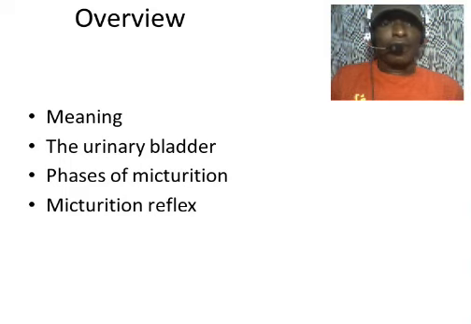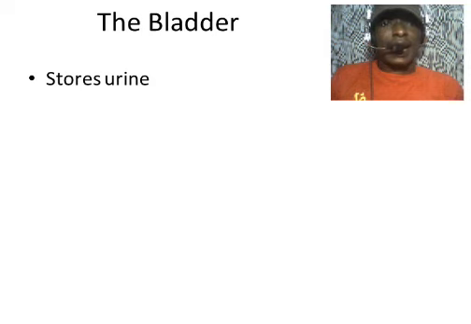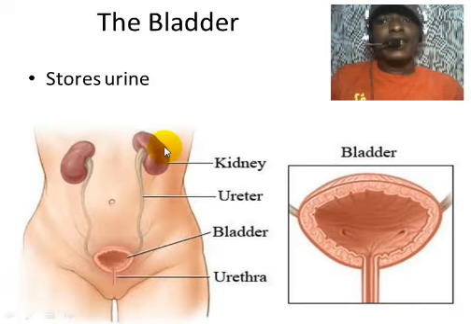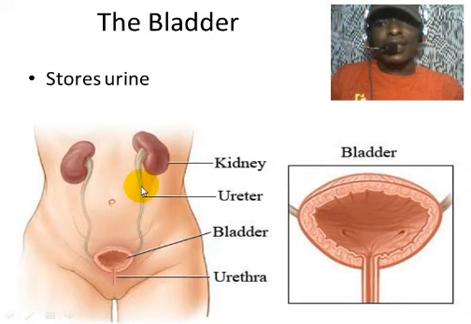Alright, fantastic. The process by which the urinary bladder empties when it becomes filled up with urine is known as micturition. The bladder stores urine. Urine is formed in the human kidney. After the formation of urine, it is transported to the human bladder for storage.